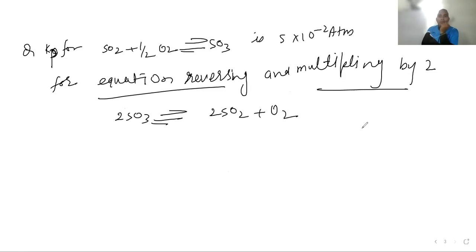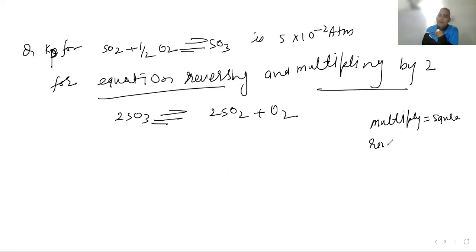So see, multiply means square. If you multiply the equation, the constant will be squared.